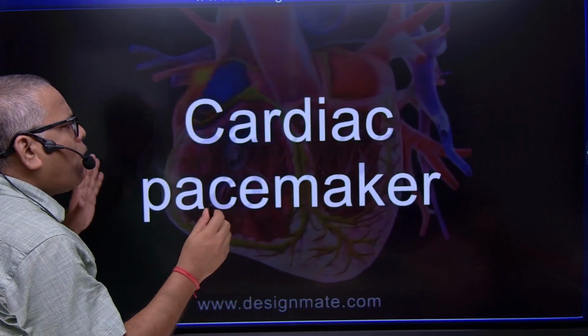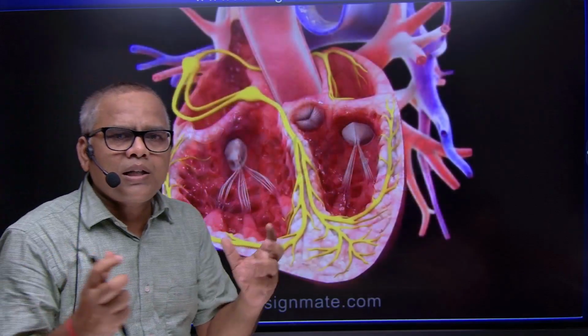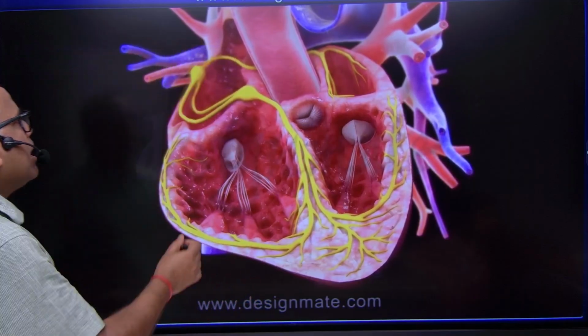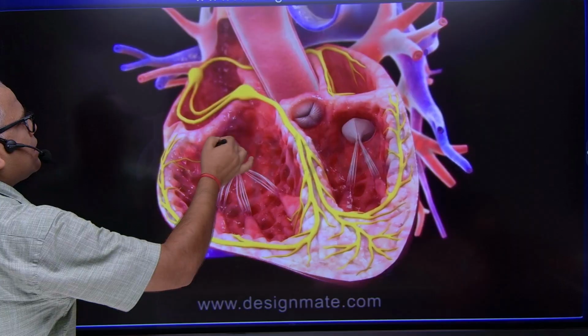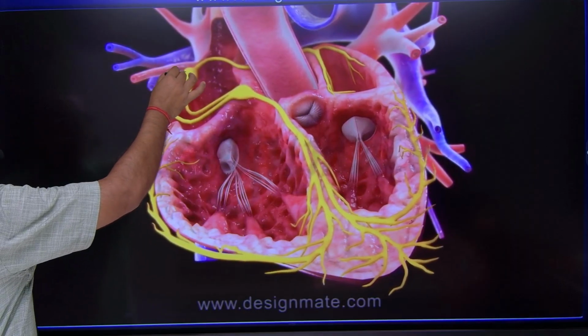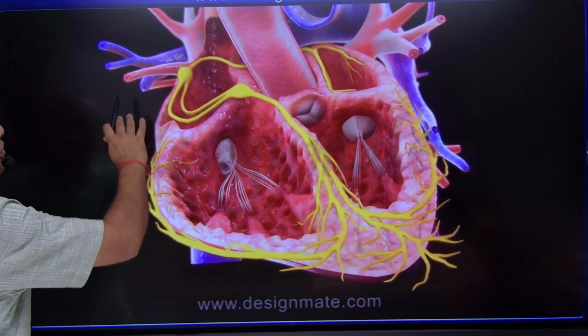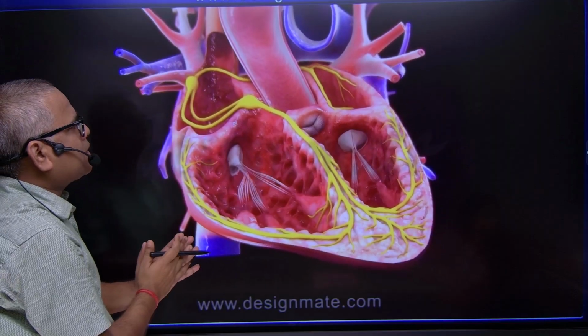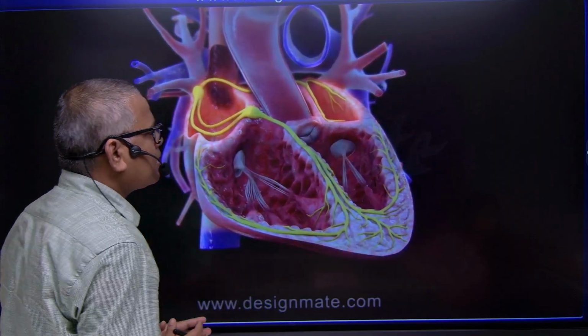But for all these functions, how it is working, that requires some sort of contraction. This contraction requires some impulse. That impulse is generated in the pacemaker, and there is a group of muscle fibers, and these muscle fibers are working for transmission of all these impulses.